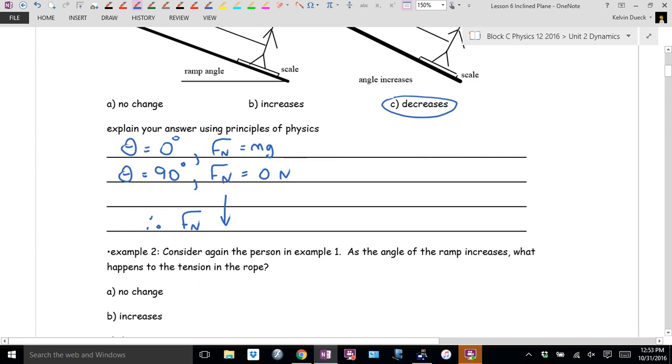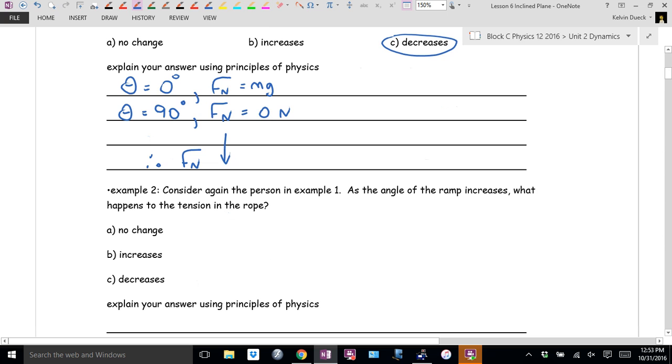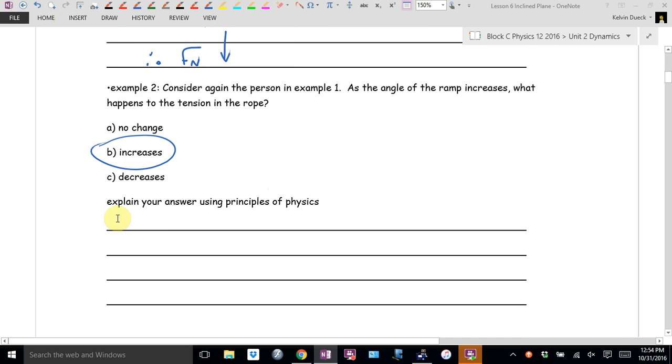The second question, example 2, same situation, but instead of looking at the scale reading, the normal force, what happens to the tension as the rope gets steeper and steeper? What happens to the tension? It increases. Increases? Convince me. You know what? I'm going to go, same argument. I'm going to copy this. Now I'm going to have to change a little bit of stuff, but I'm going to start out by writing 0 degrees and 90 degrees, but I'm not interested in the normal force. Let's get rid of that.